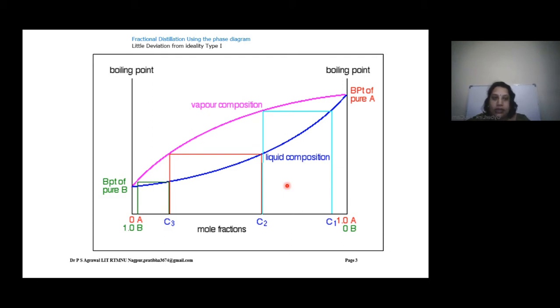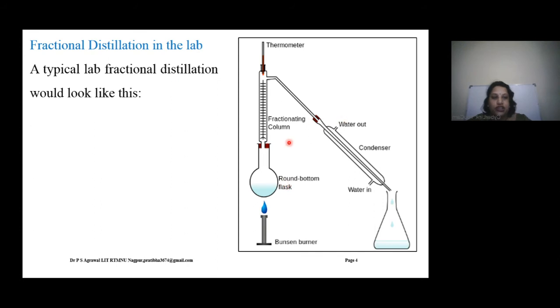And what happens in the lab? We use this type of fractional distillation column. The fractionating column is packed with glass beads. It is available in our lab also. It gives the maximum possible surface area for vapors to condense back.